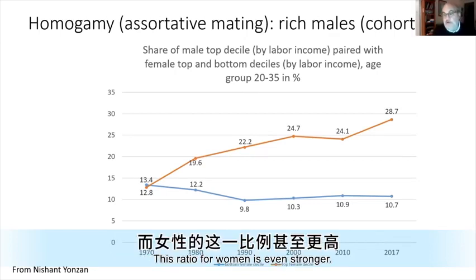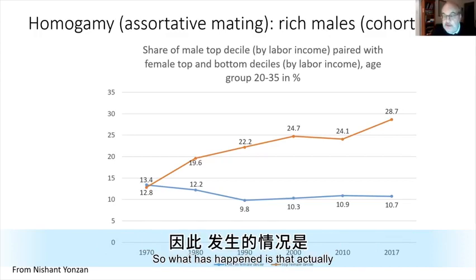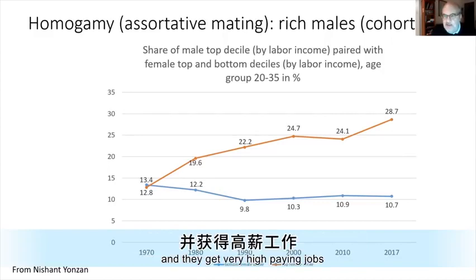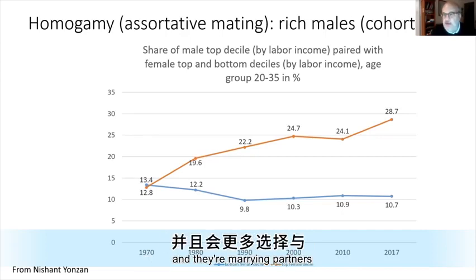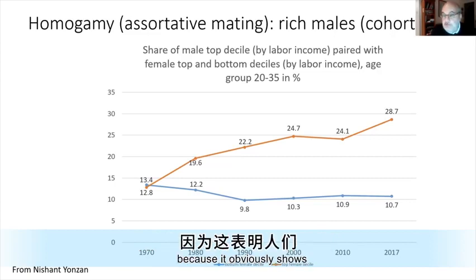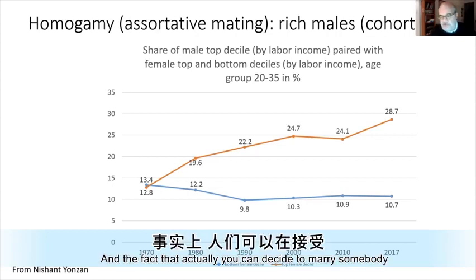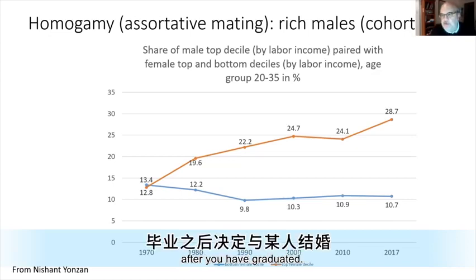This ratio for women is even stronger. It's actually 5-1. So what has happened is that as more women have been in the educational system and get very high paying jobs, they're also postponing their marriage and marrying partners who also have high income. Now, this is all good because it shows you freedom to marry whoever you want, and that you can decide to marry somebody after you have graduated.